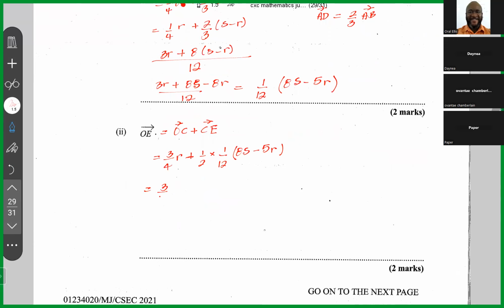This is 3/4 R plus 1/24 of 8S minus 5R. The LCM is 24. 4 into 24 is 6, 6 times 3 is 18R, plus 24 into 24 is 1, 1 times 8S minus 5R. So this is equal to 1/24 times 13R plus 8S.